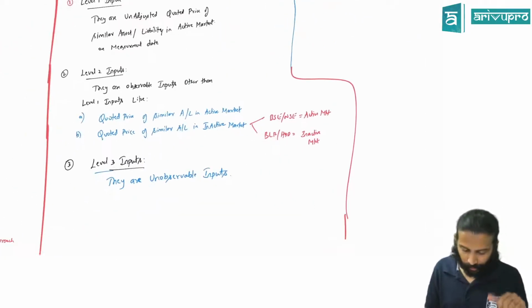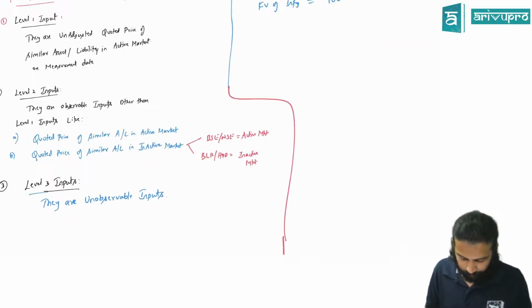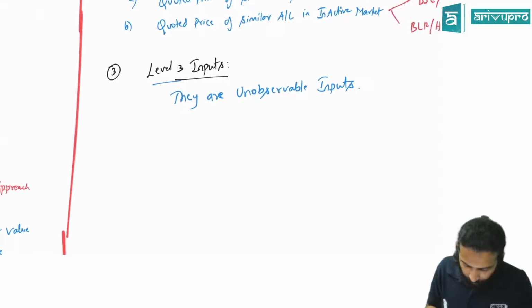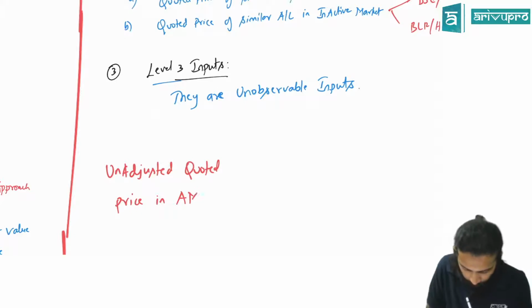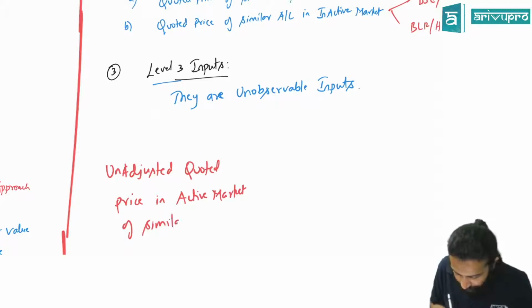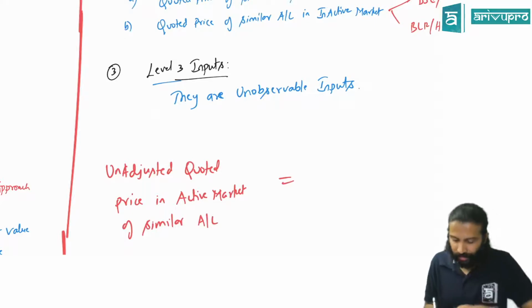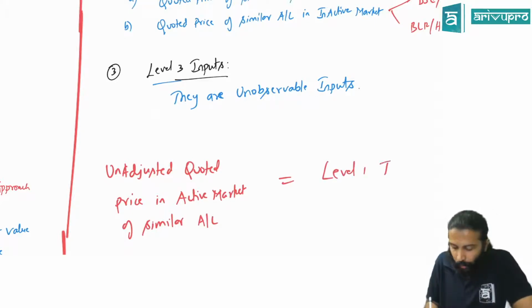If you have to write it in one line, you can. Unadjusted quoted price is what? Unadjusted quoted price in which market? Can I write AM, or maybe inactive market? You are taking the unadjusted quoted price in an active market of that asset only, of similar assets and liability. If you are doing this, then we call it what? Level 1 input, correct?